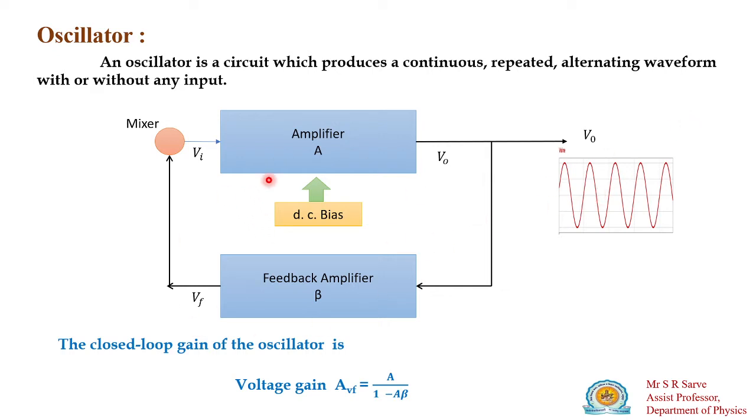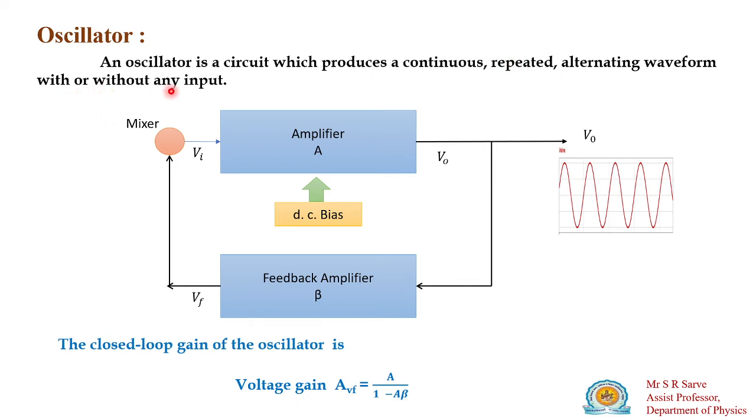So current is oscillated in this circuit, and the oscillation of this current is obtained in this waveform. This is about the oscillator, and this is the block diagram of the oscillator. Remember, an oscillator is a circuit which generates continuous, repeated, alternating waveforms, or it generates the output with or without input.